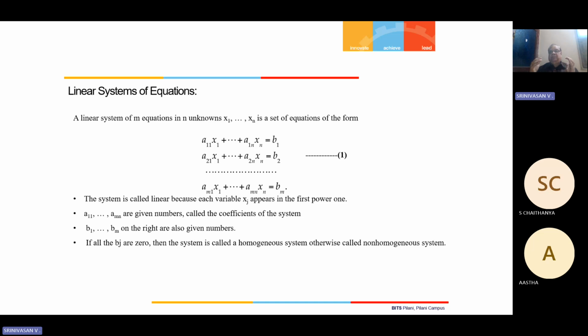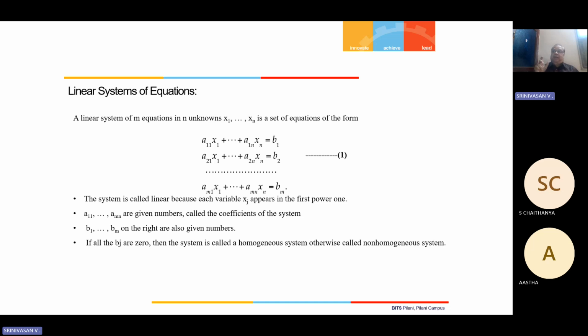a21 x1 plus a22 x2 plus etc. plus a2n xn equal to b2, etc. am1 x1 plus am2 x2 plus etc. plus amn xn equal to bm. Thus, we are having m equations in n unknowns. And you know very well, this system of m equations can be written as a matrix equation.